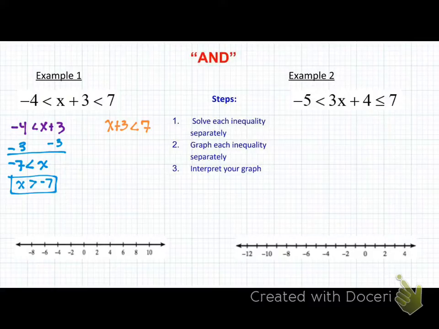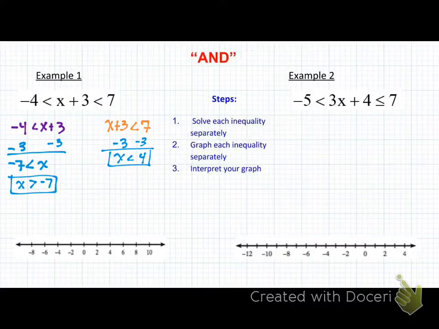Now I'm going to do the second one. Now watch what happens. Are there any subtraction signs here? No. Any addition signs? Yeah, what's being added? What's the opposite of add 3? Good. I'm doing the exact same thing here. So you get x is less than 4. Does that make sense? Okay, so now I have 2 answers.